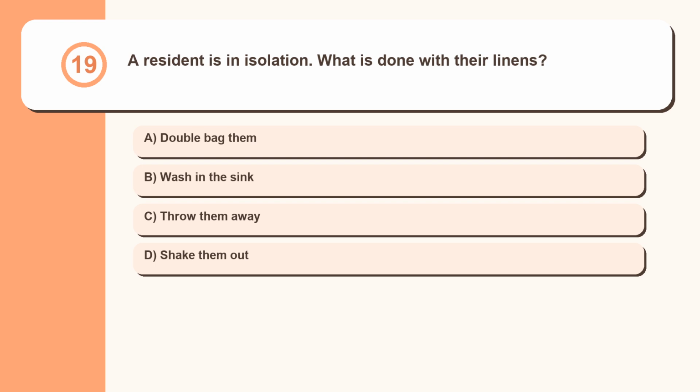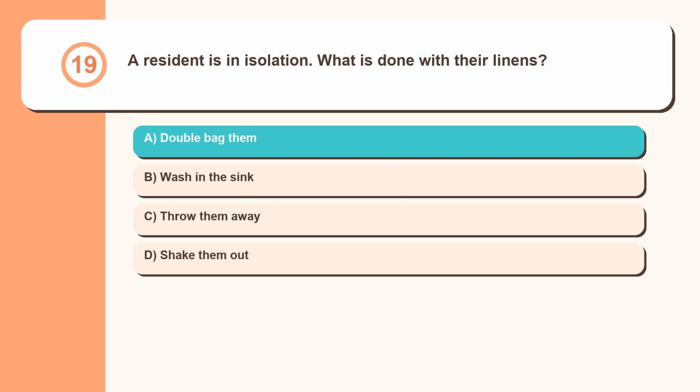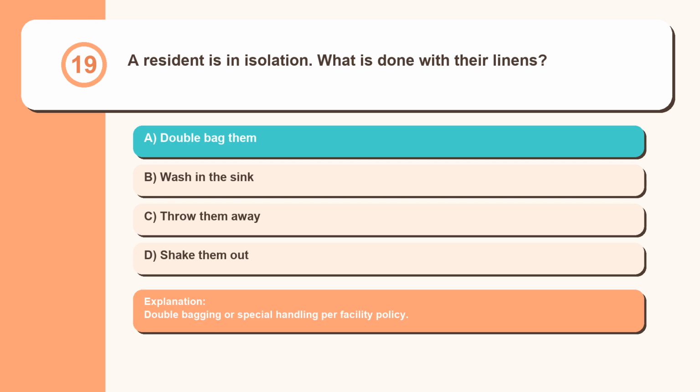Question 19. A resident is in isolation. What is done with their linens? Double bag them. Wash in the sink. Throw them away. Shake them out. Double bagging or special handling per facility policy.